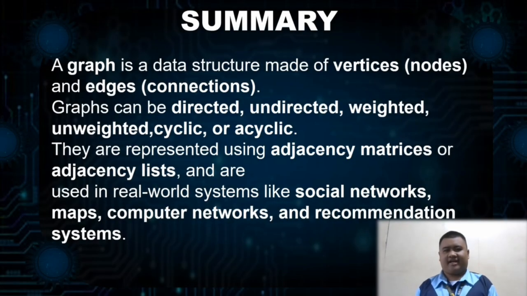In summary, a graph is a data structure made of vertices, nodes, and edge connections. Graphs can be directed, undirected, weighted, unweighted, cyclic, or acyclic. They are represented using adjacency matrices or adjacency lists and are used in real-world systems like social networks, maps, computer networks, and recommendation systems.